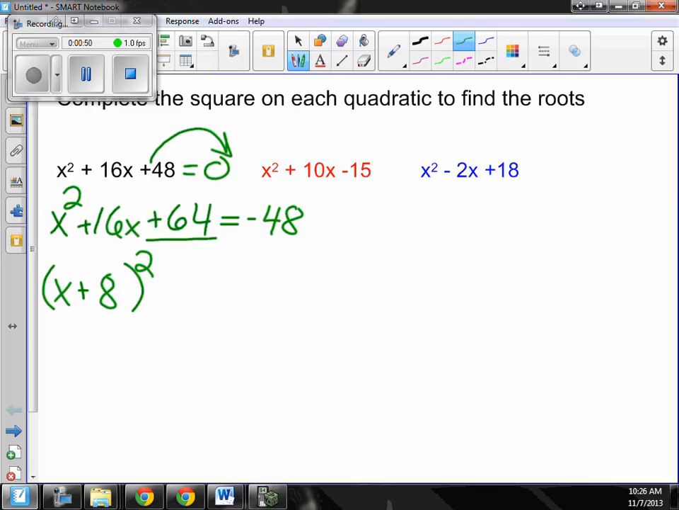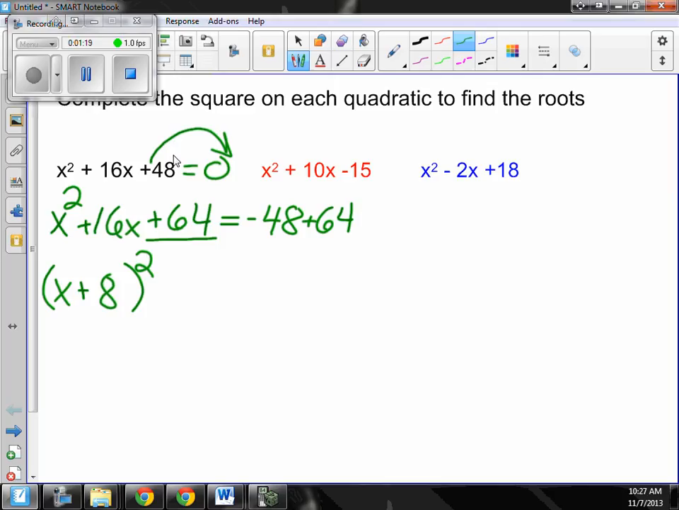Well, if I have a balance and I randomly add 64 pounds to one side, now it's no longer an equal sign. So I need to add 64 to the other side so that it will go back into balance. So plus 64. That's just how you complete the square. That's just the method. Move the 48 over, cut it in half, square it, add it to both sides.